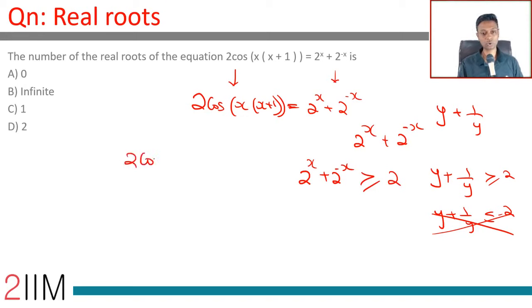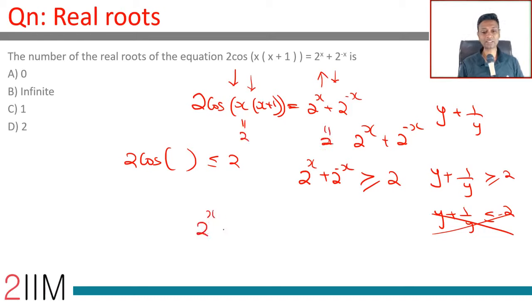Wonderful. Now 2 cos anything is less than or equal to 2. Cos of something is less than or equal to 1, so 2 cos anything is less than or equal to 2. Wonderful, so we've got this completely nailed on. This part has to be less than or equal to 2. This part has to be greater than or equal to 2. When is it possible? When this is equal to 2, this is equal to 2.